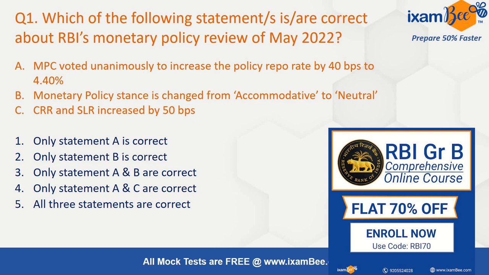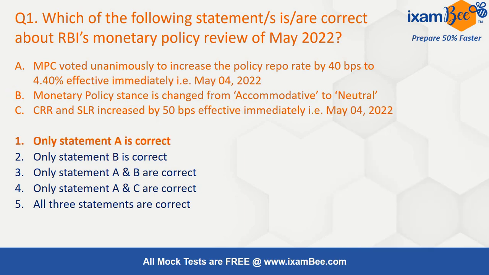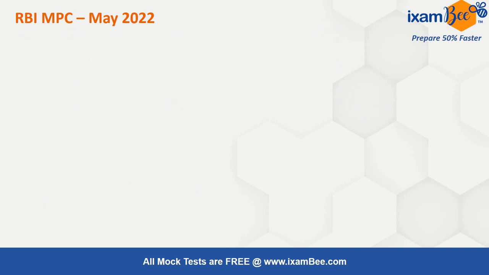The first question on your screen: which of the following statements are correct about the RBI Monetary Policy Review of May 2022? You must have gone through the video that was also there on our channel. So tell me, MPC voted unanimously to increase the policy repo rate by 40 bps to 4.40. Monetary policy stance is changed from accommodative to neutral, and CRR and SLR increased by 50 bps. A is correct, B and C are incorrect because the policy stance is still accommodative.